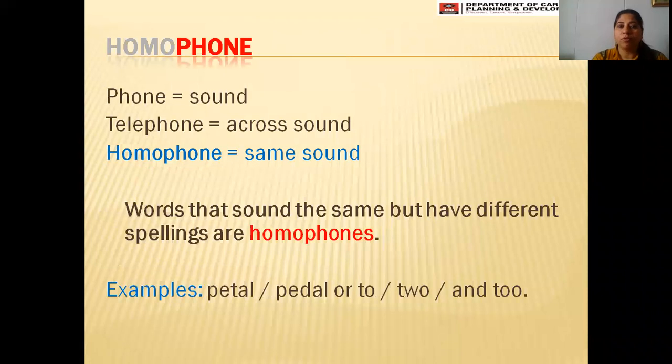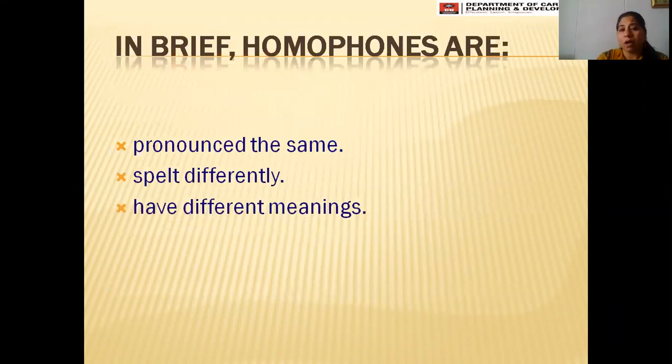So first is homophone. Phone means sound, so homo means same sound. Whenever we are talking about the same sound, we can take examples of words like paddle, two, two, and two. Let's take a very simple example of two, two, and two. Even if we can say there's a difference between them, when we talk about two in number and two as in this two is there, both have the same pronunciation, but they have different spellings and different meanings. In brief, homophones are pronounced the same, spelled differently, and have different meanings.